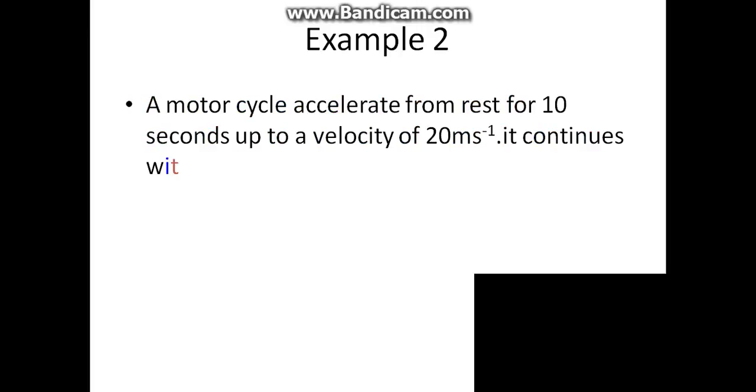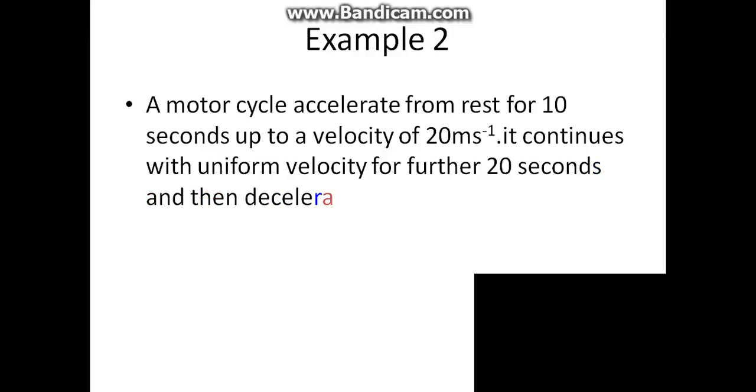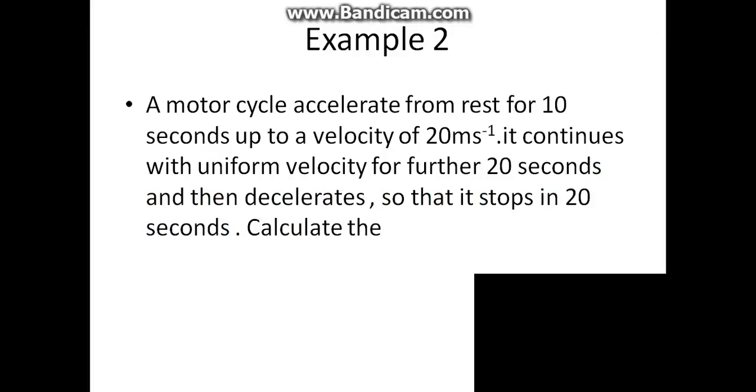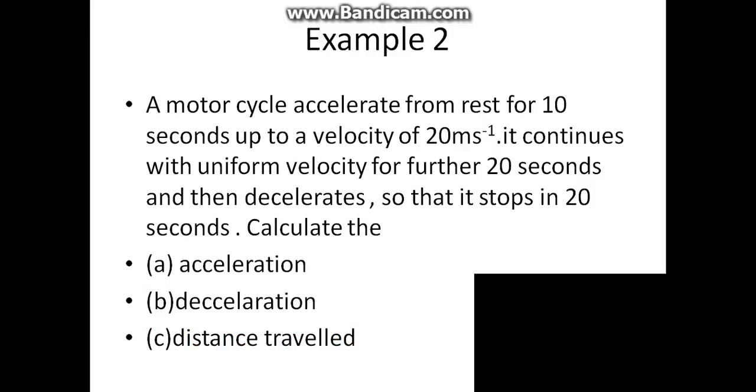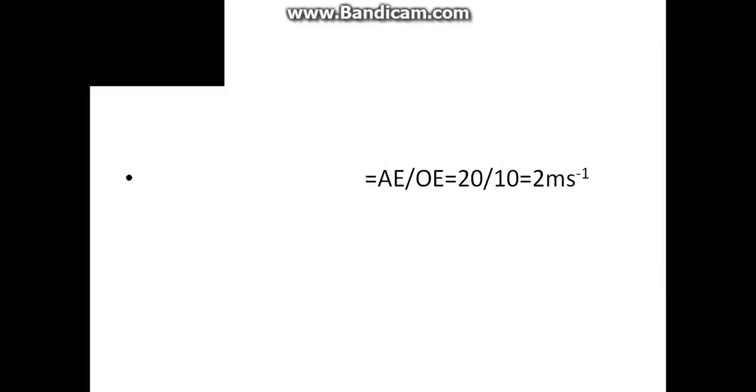Example 2. A motorcycle accelerates from rest for 10 seconds up to a velocity of 20 meters per second. It continues with uniform velocity for a further 20 seconds and then decelerates so that it stops in 20 seconds. Calculate A, acceleration, B, deceleration, C, distance traveled. Solution.